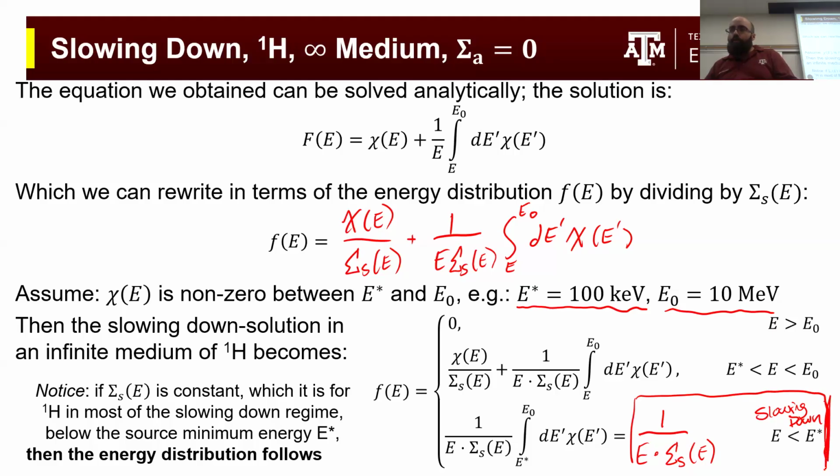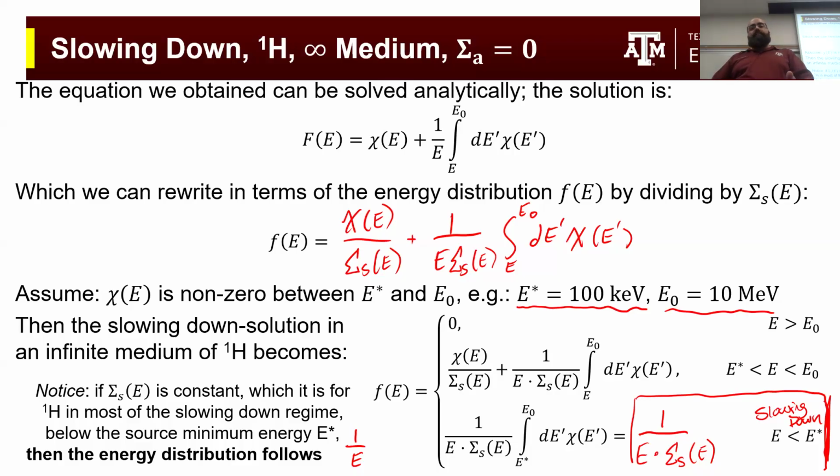And that's a really important result. That was exactly what we were seeing on our original plots of flux per unit lethargy or that energy distribution, that in that slowing down range, the energy distribution looks like 1 over E. Because in this range, sigma s is also basically a constant. So it's basically just some constant times 1 over E.